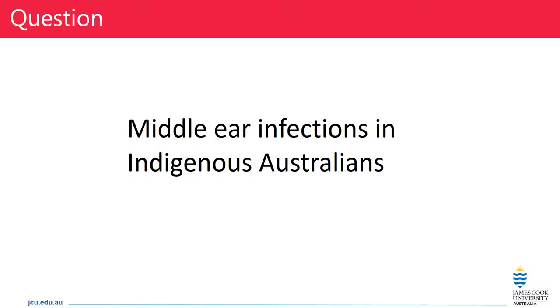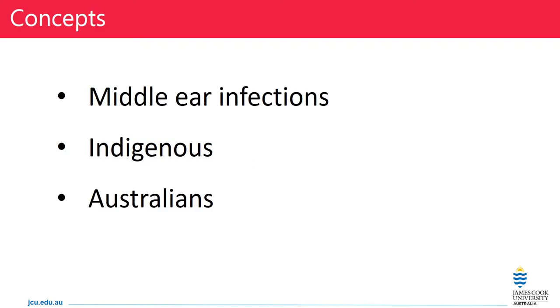Today we will do our keyword search on middle ear infections in Indigenous Australians. This breaks down to 3 concepts to search: middle ear infection, Indigenous, and Australian. We need to include Australian as a keyword as there are other Indigenous peoples in other parts of the world and we want those excluded.